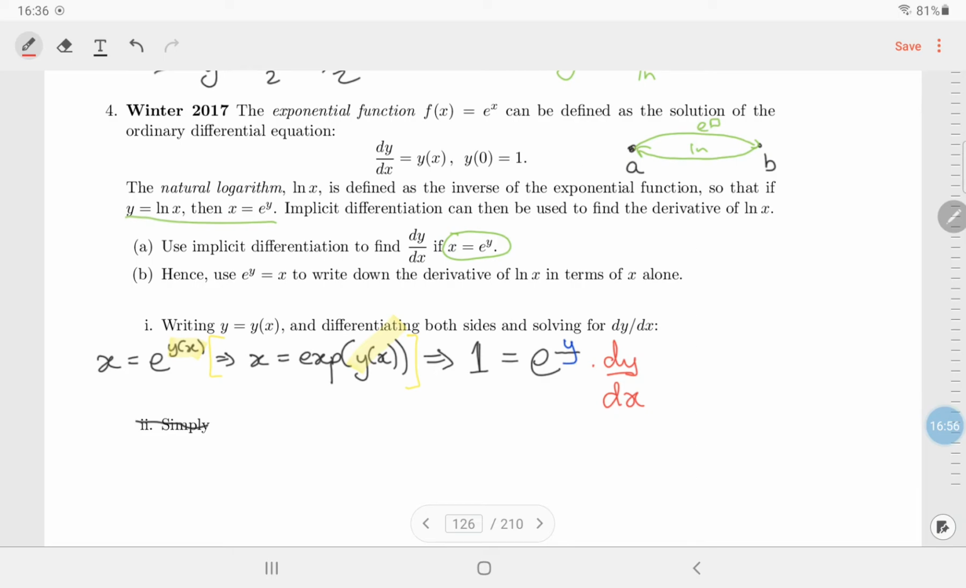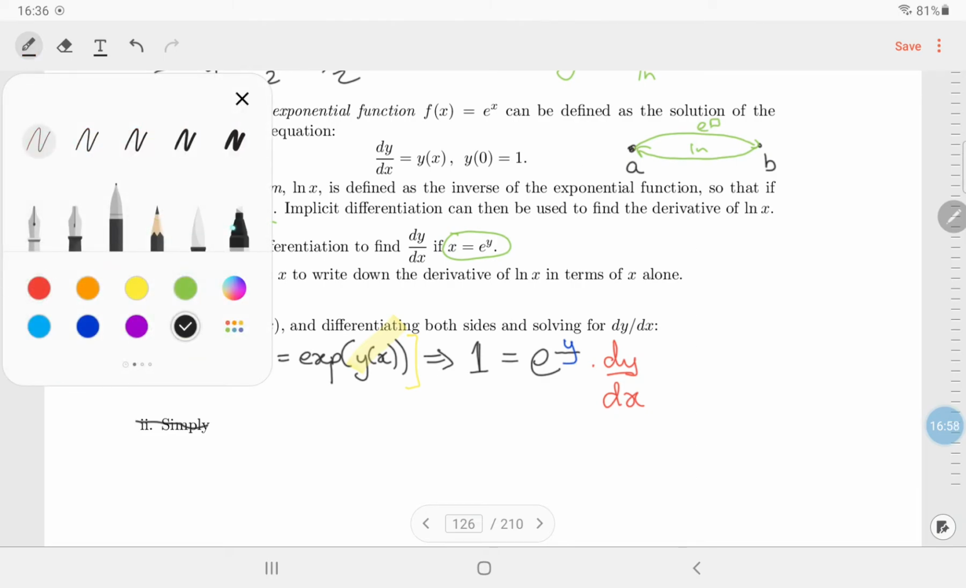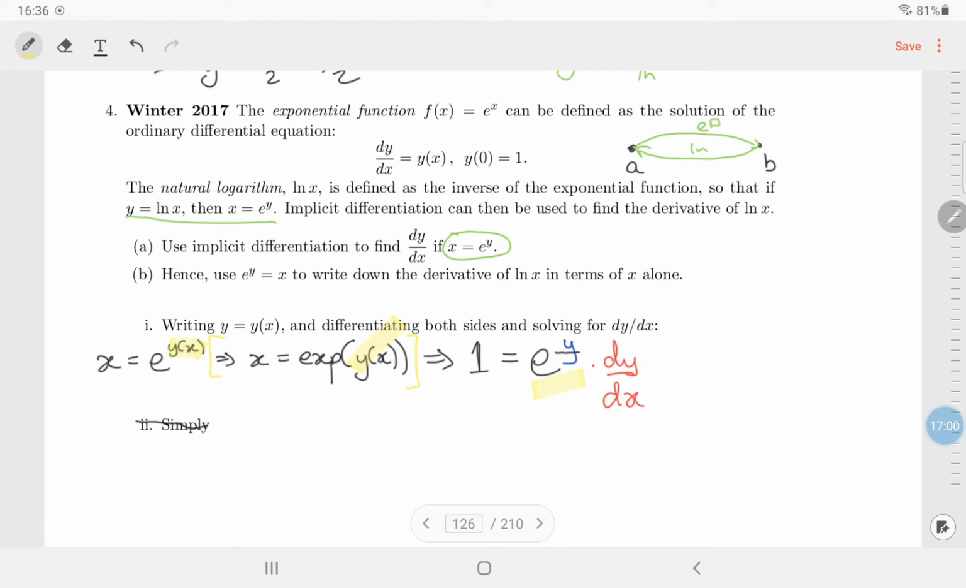Okay, and now to solve for dy/dx, all we have to do is get rid of this e to the y. So all you have to do there is divide both sides by e to the y, and you end up with dy/dx is equal to 1 divided by e to the y.